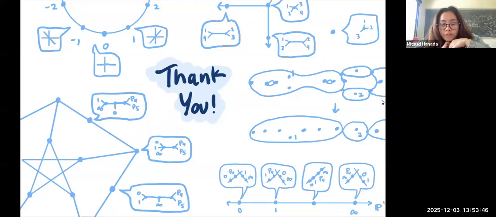I have a very naive question. Why do we care about studying n-marked P1s, or n-marked curves in general? Why is that an object that people are interested in studying? As someone with no AG background.